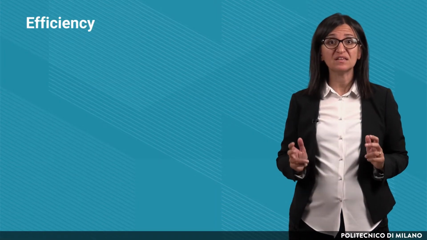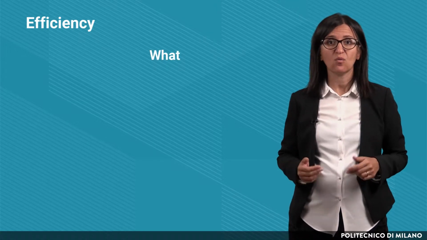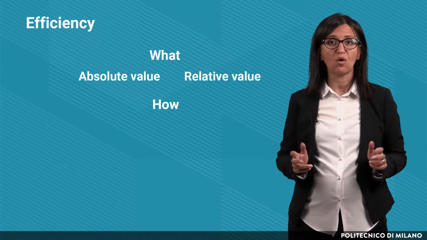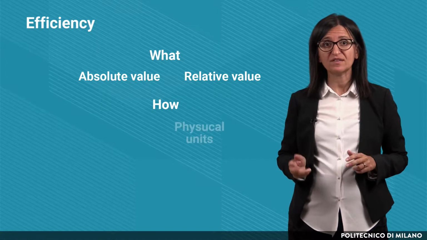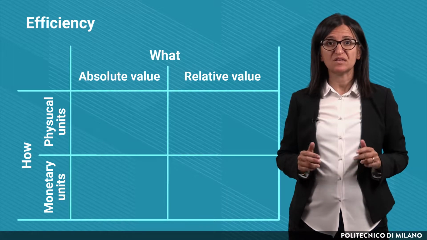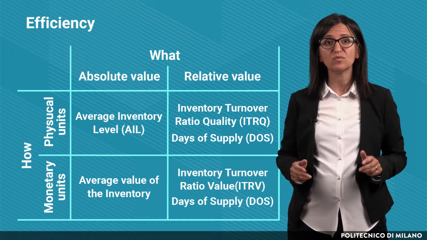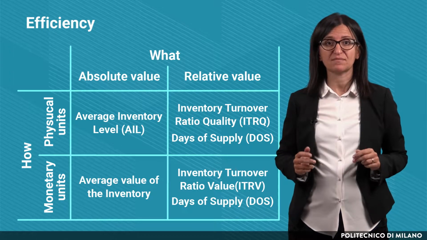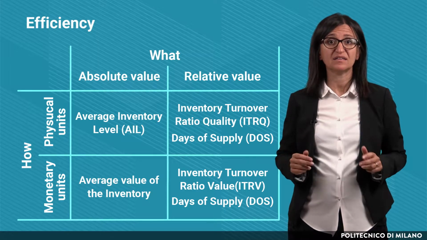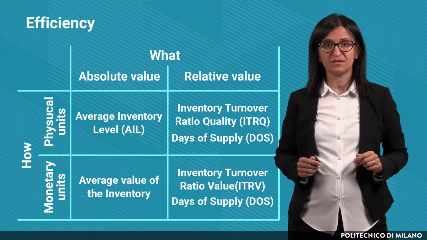Efficiency, there are different indicators that can be used according to what we want to measure, whether in terms of absolute values or relative values, and how we want to measure it, whether in physical units or in monetary units. On the basis of these two dimensions, we can define several indicators that can be measured with different levels of details, for example, single items, product families, or the entry of stock in the warehouse. Let's see these indicators one by one.